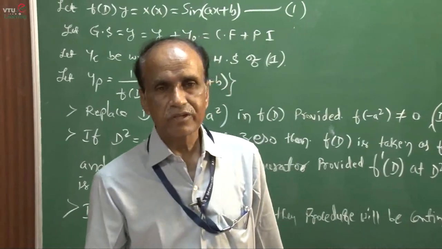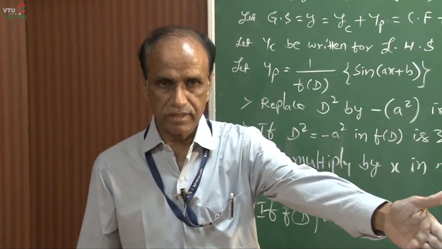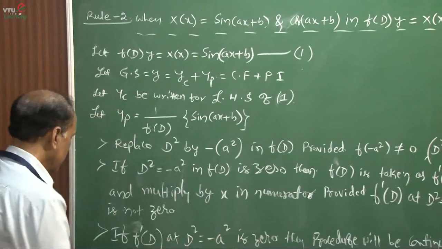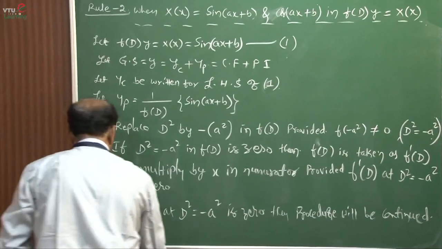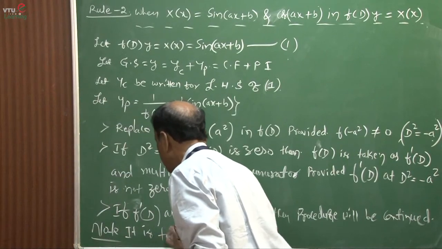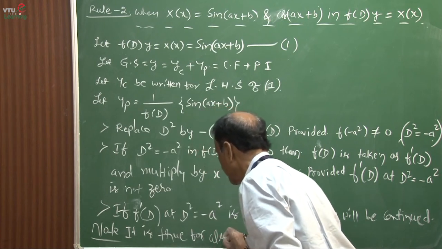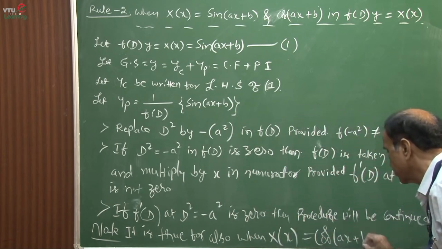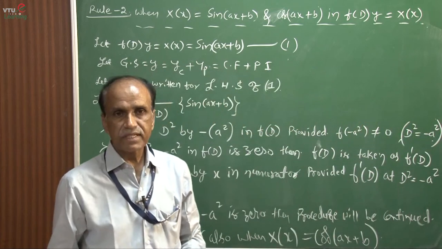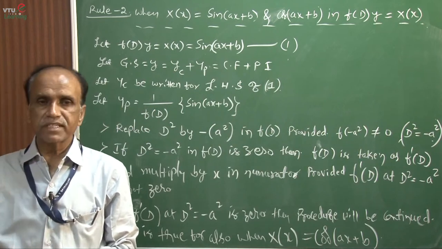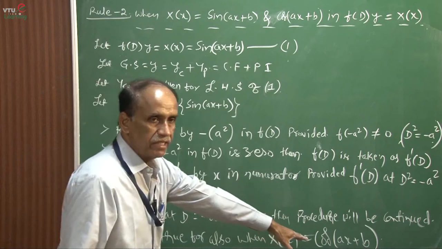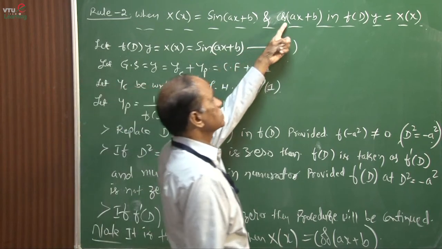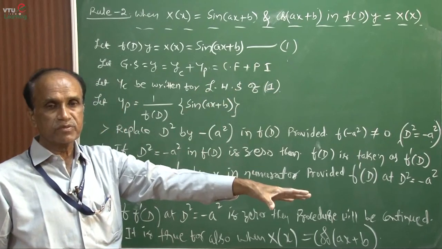So this is what you are going to do when you come across a trigonometric function on the other side. This procedure will be applied, and this is similar for the cos function. Whatever I have written here, I will write it as a note. It is also true when X of x equals cos of ax plus b. When you come across this, first is sine and the second one is cos. Whatever steps you have carried out for sine will be valid on the right side of this equation 1 as well: in place of sin ax plus b, if a cos ax plus b term is given, a similar procedure has to be applied.